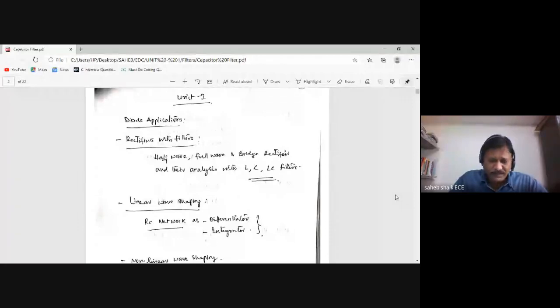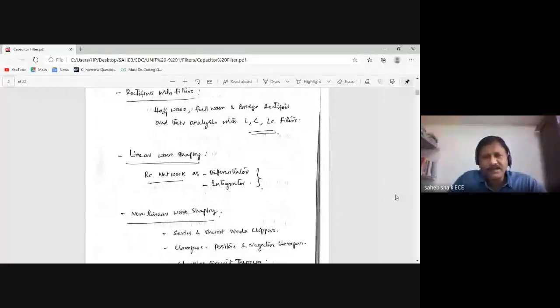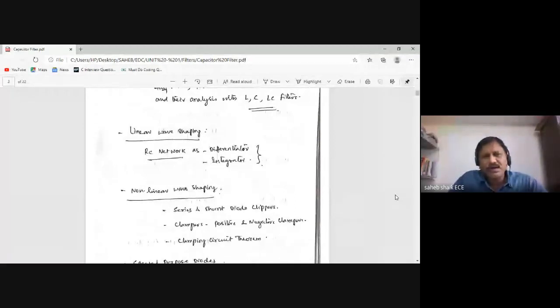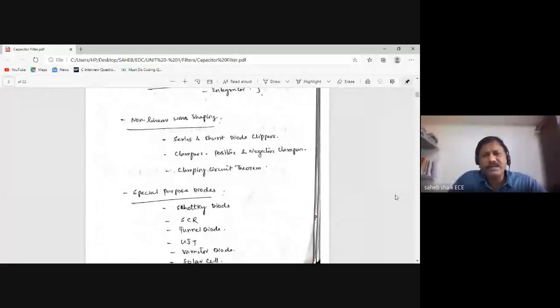Next is linear wave shaping. We will be studying the RC network as a differentiator and as an integrator. This comes under linear wave shaping. In the lab also, there are the differentiator and integrator. Coming to non-linear wave shaping, you will be studying series and shunt diode clippers.